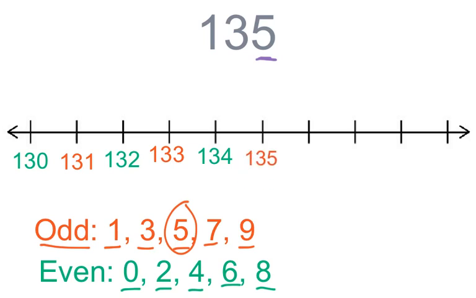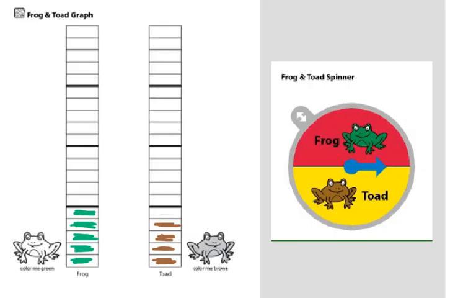Nice job. Tomorrow we'll add a new number to our number line. Now let's look at our frog and toad graph for the month of April. Right now, who has the most, frog or toad? If you said frog, nice job. Who has the least, frog or toad?